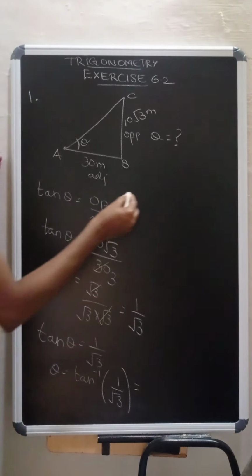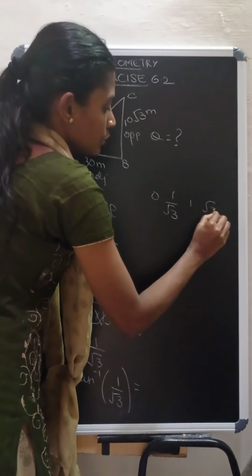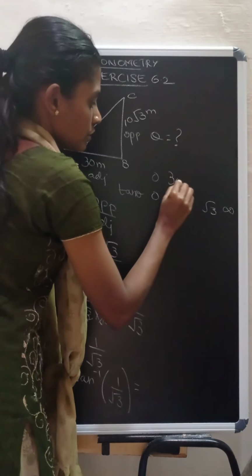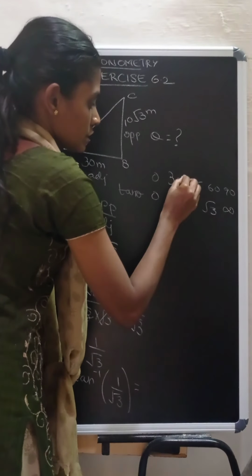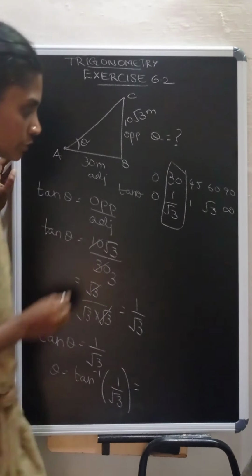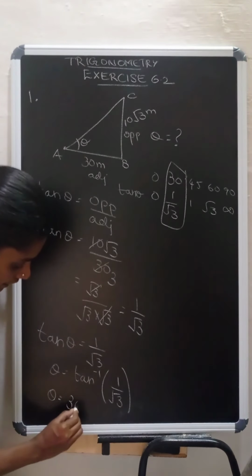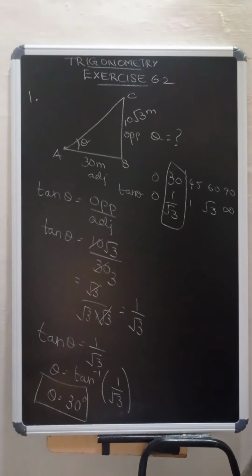So in the table you all know 0, 1 by root 3, 1, root 3, infinity. These are the tan theta values for 0, 30, 45, 60 and 90. So here you have 30 degrees. So theta is equal to 30 degrees is the answer. So the angle of elevation is 30 degrees.